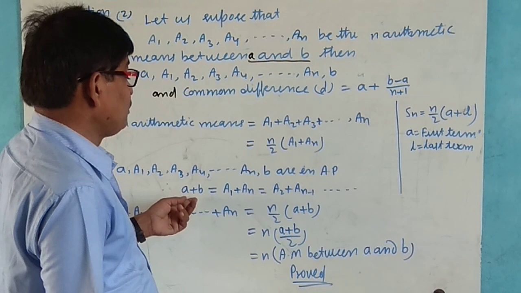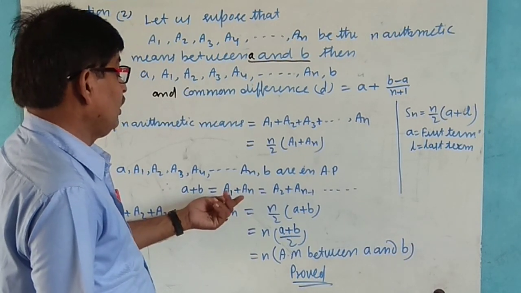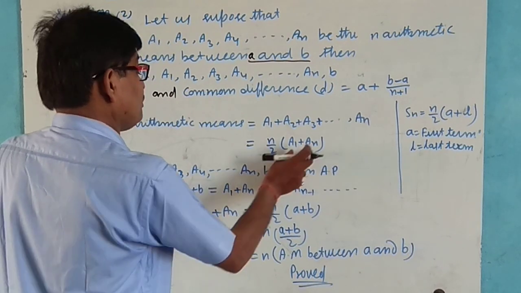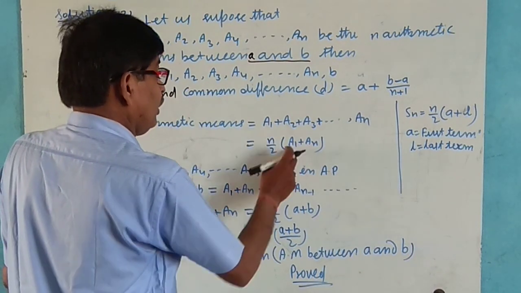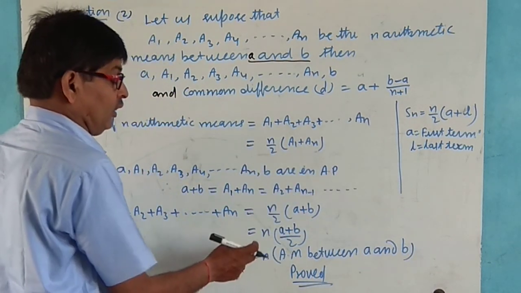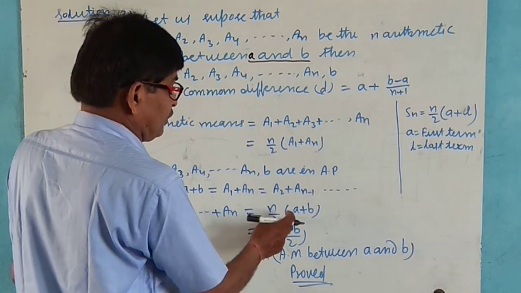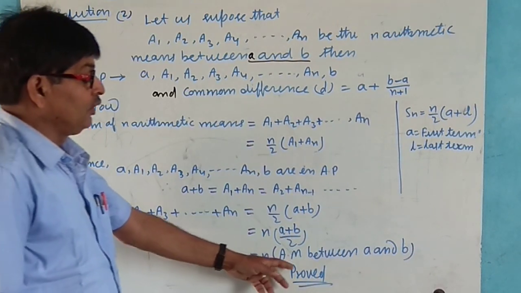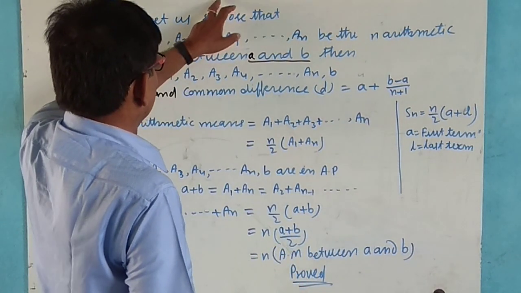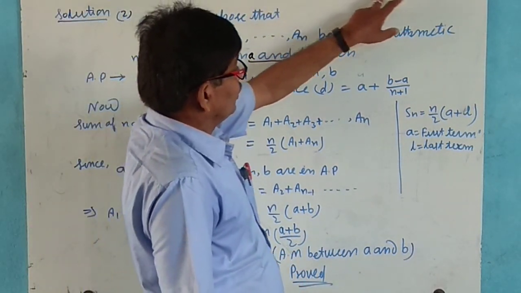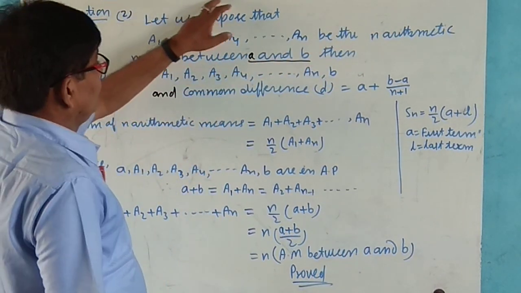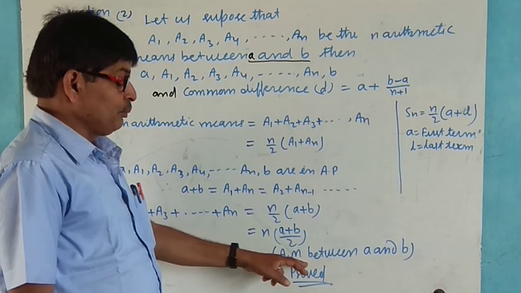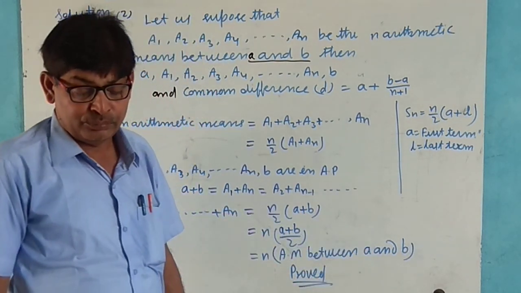So in place of a1 plus an we write a plus b. Here n by 2 into a plus b means n times a plus b by 2, and a plus b by 2 is the arithmetic mean between a and b. Here, the single arithmetic mean between them, n times: n into the arithmetic mean between a and b.